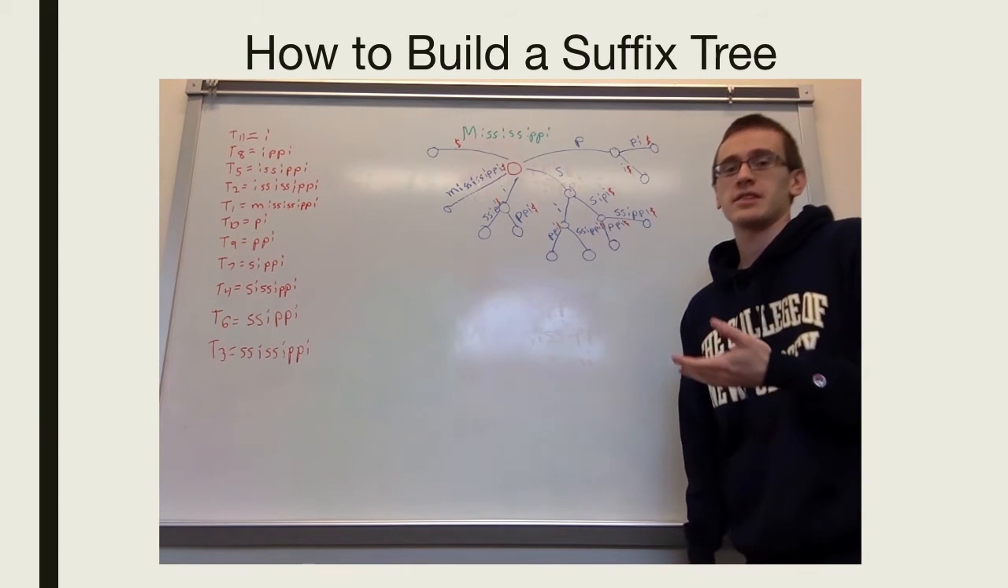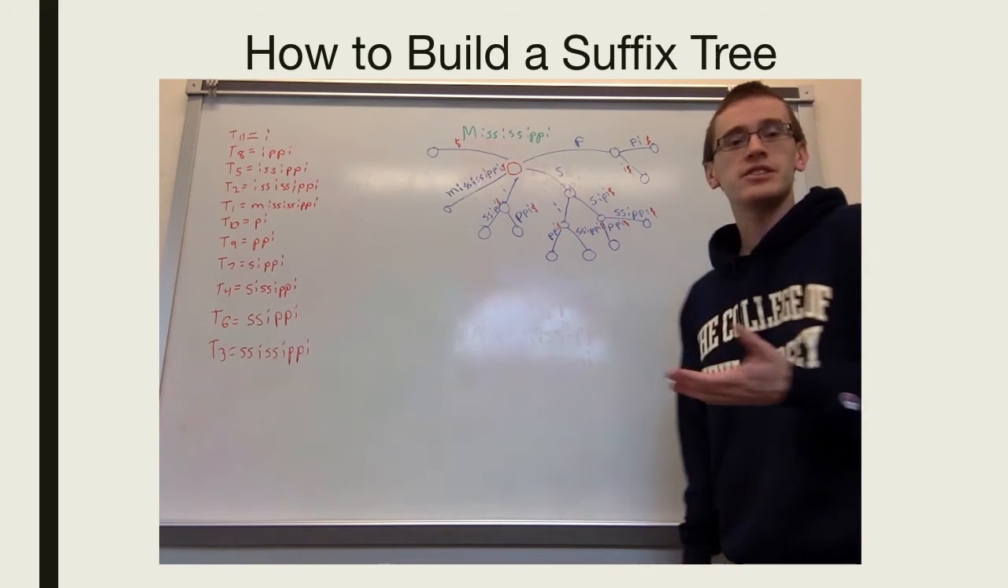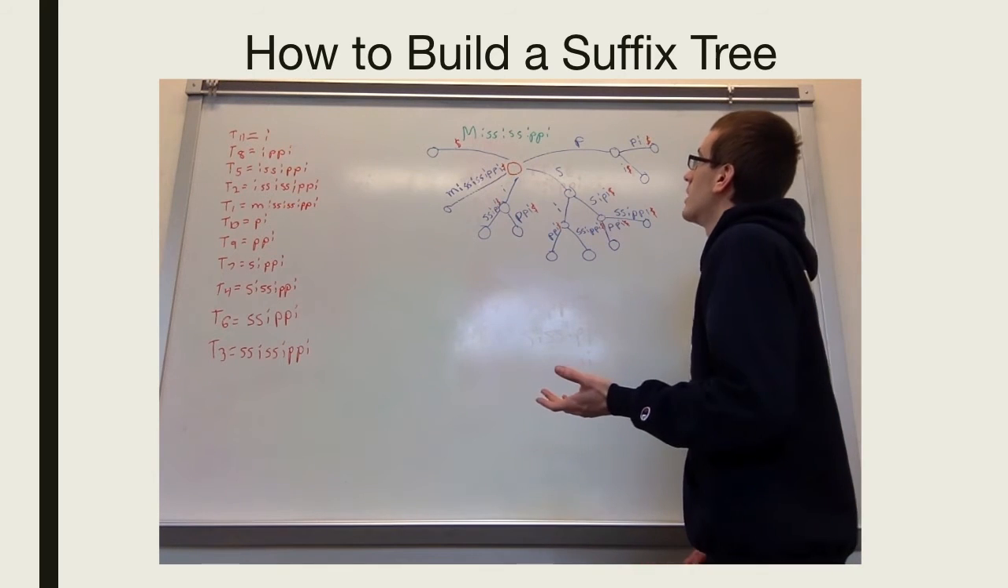Here we have our completed suffix tree. I did add the empty string at the end of every leaf because the empty string is considered a suffix of the word Mississippi.